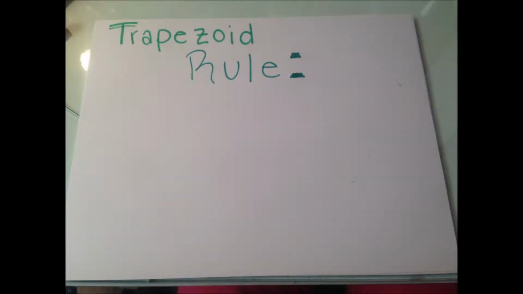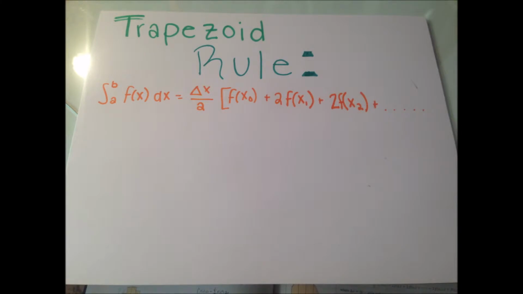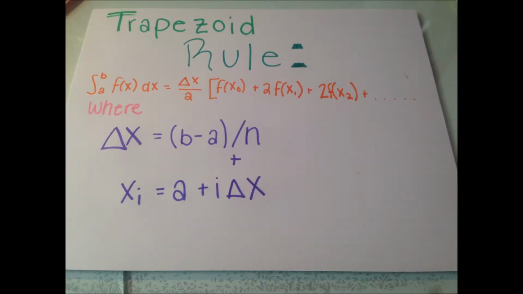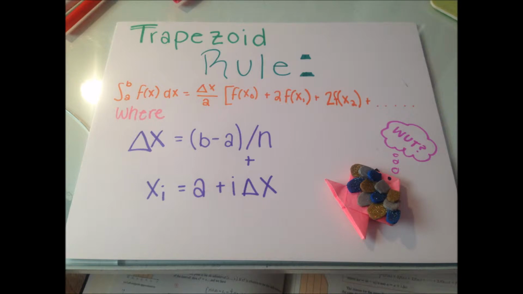Okay, let's start out with the trapezoid rule. So the rule states that the integral from b to a of f of x dx equals the change in x over 2 times f of x naught plus 2 of f of x1 plus 2 of f of x2, where the change of x is b minus a over n and xi equals a plus i times the change of x.